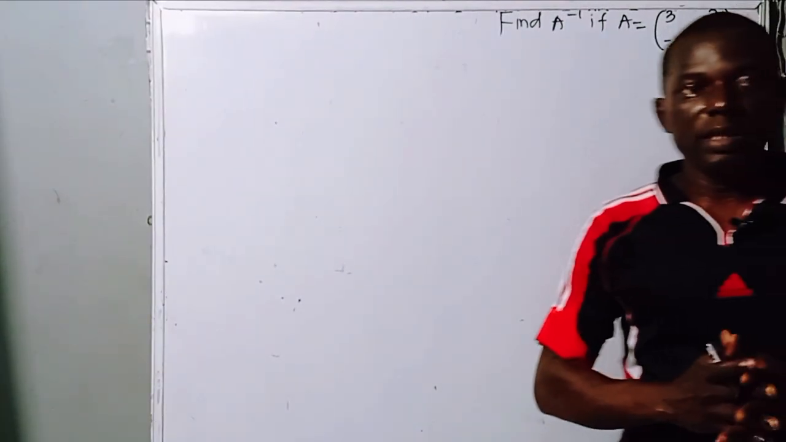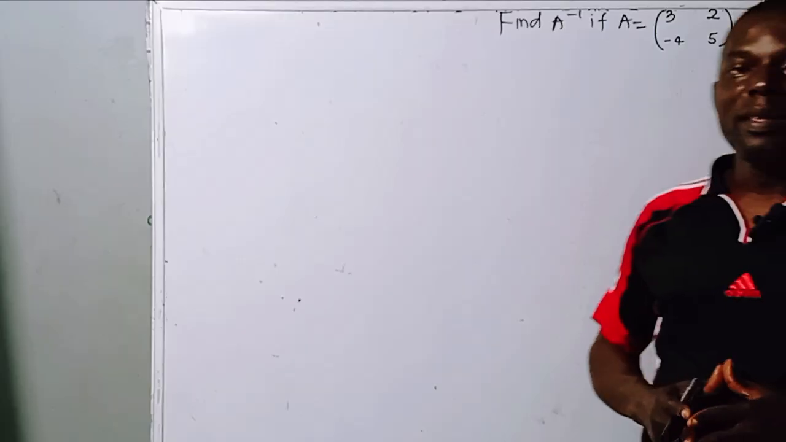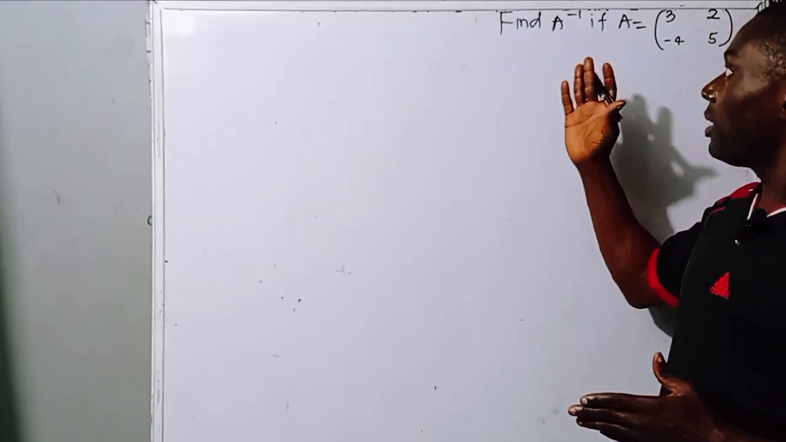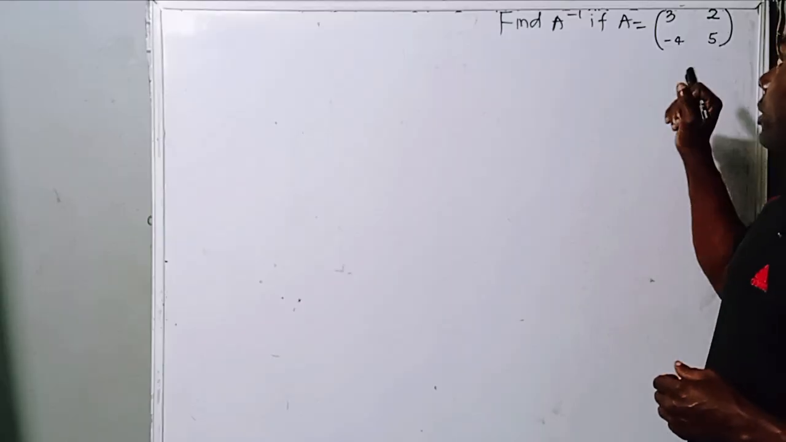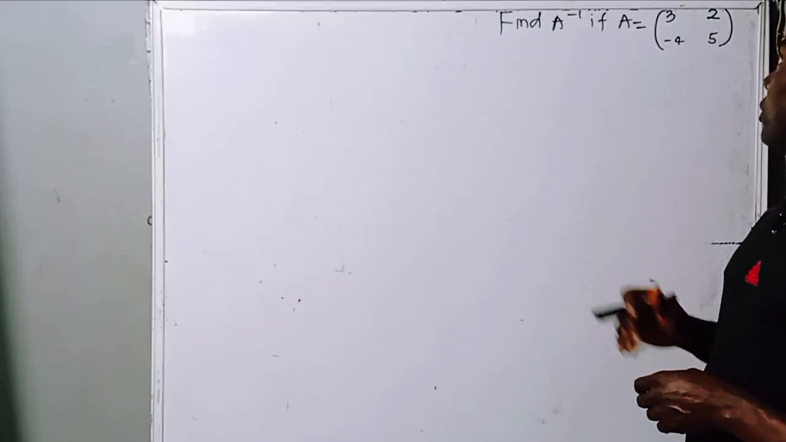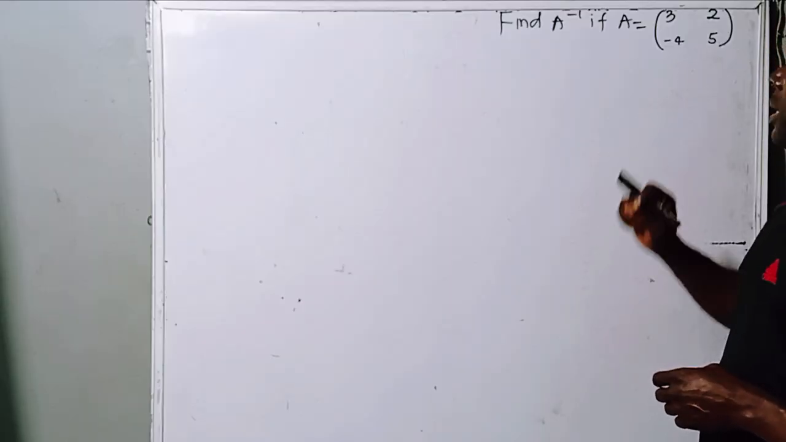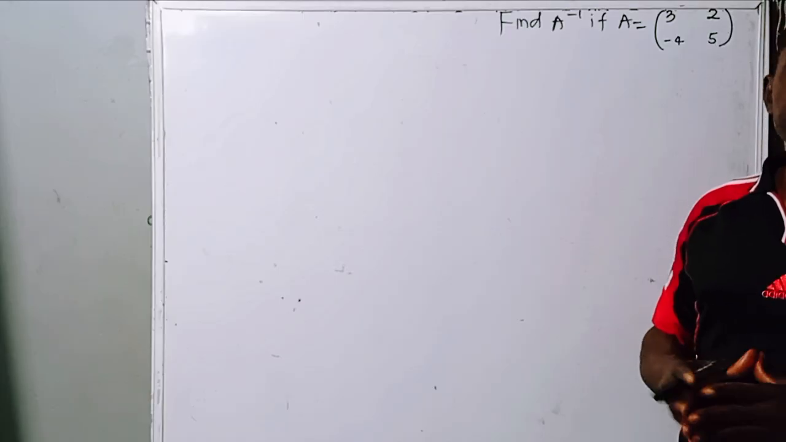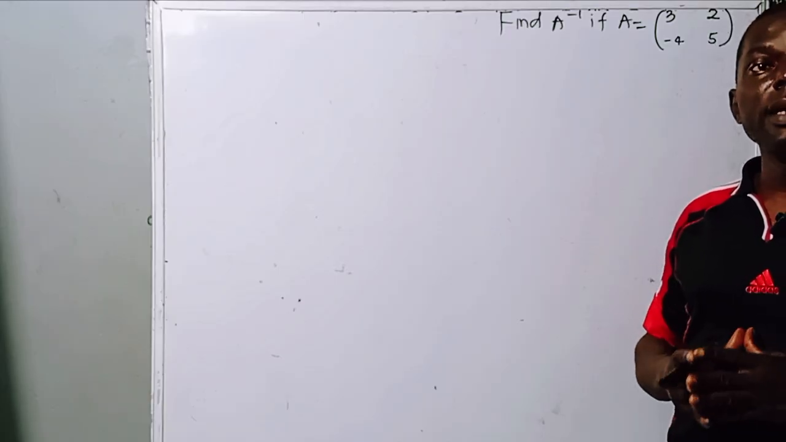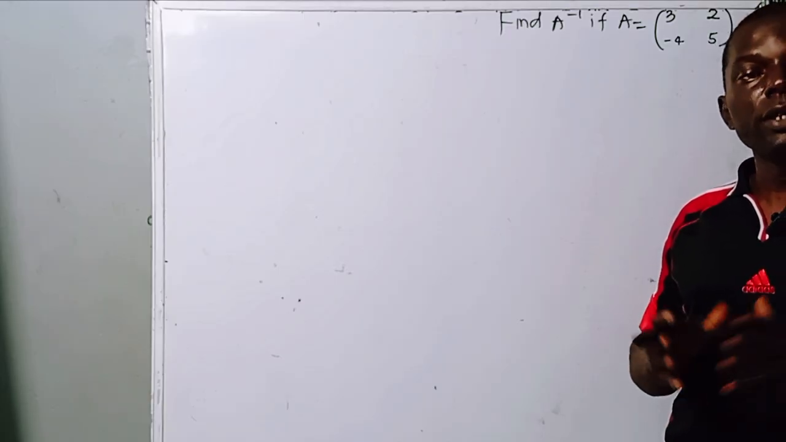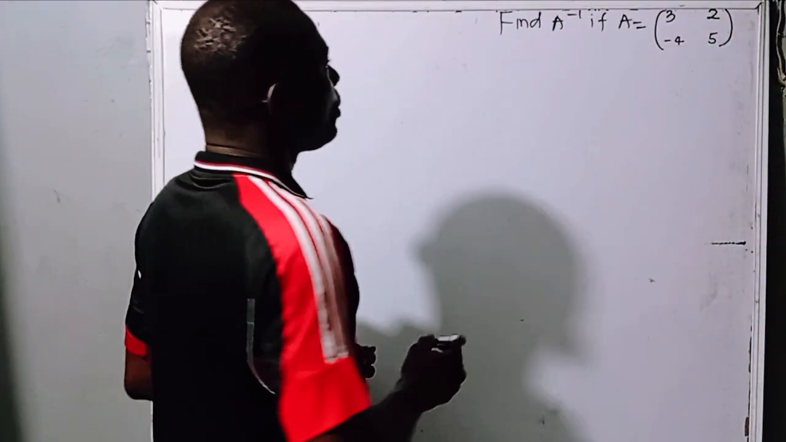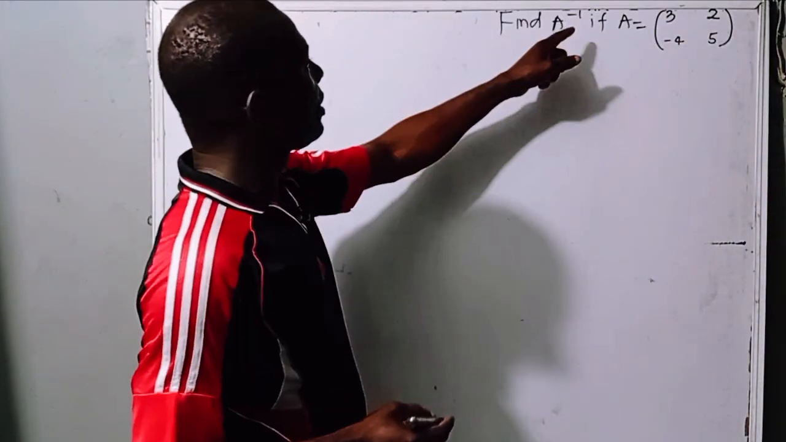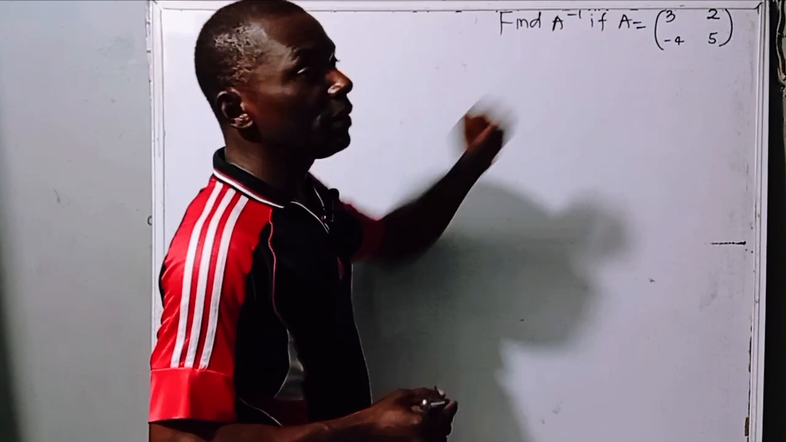Hello, good day. In this special class, we'll be looking at this question before us: to find the inverse if A is the matrix 3, 2, negative 4, and 5. So we're going to find the procedure for finding the inverse of a 2 by 2 matrix. The first thing to do is to look at the given matrix here.